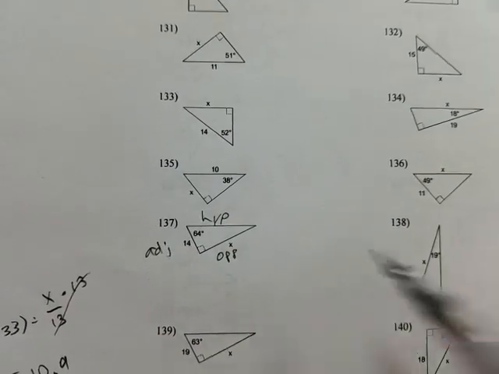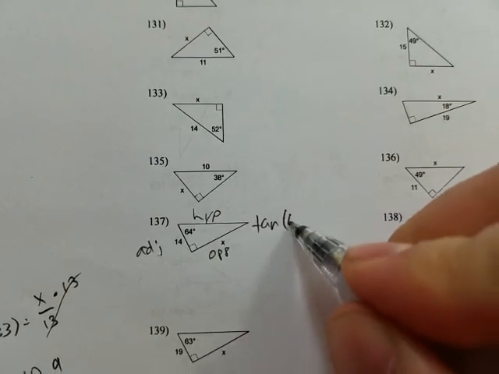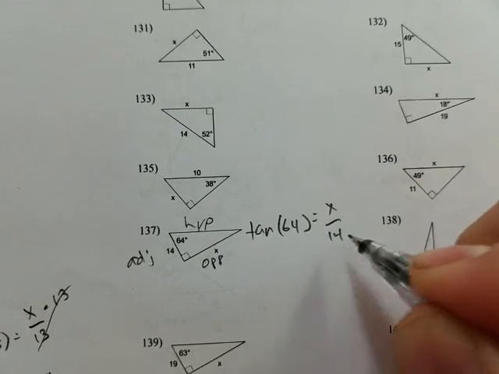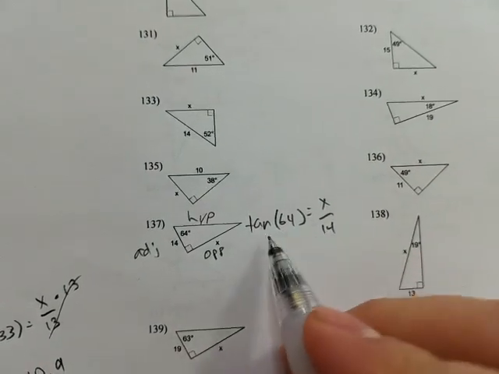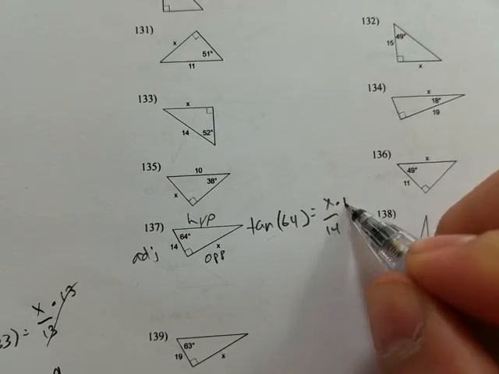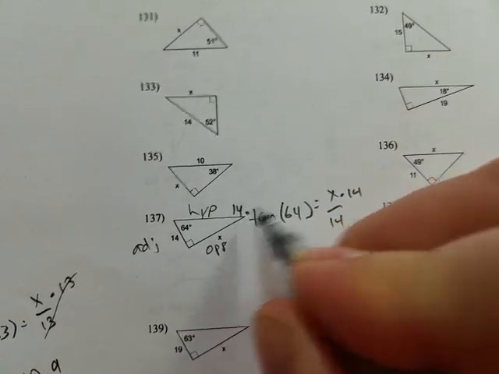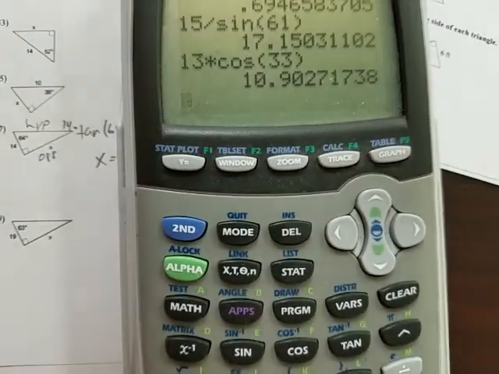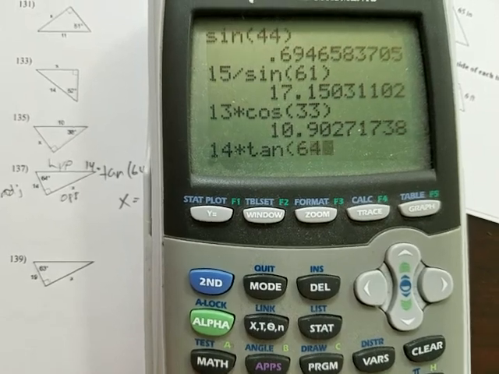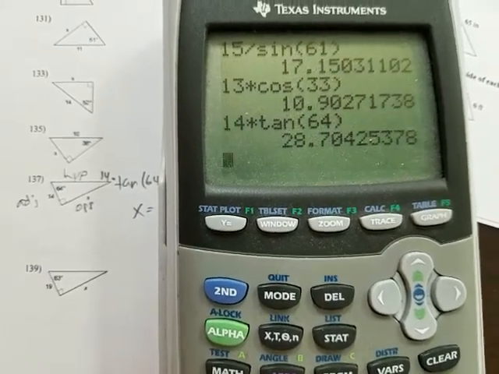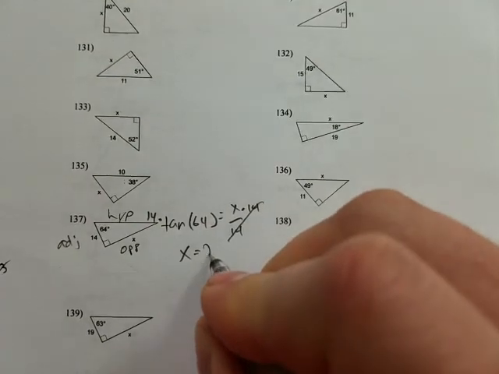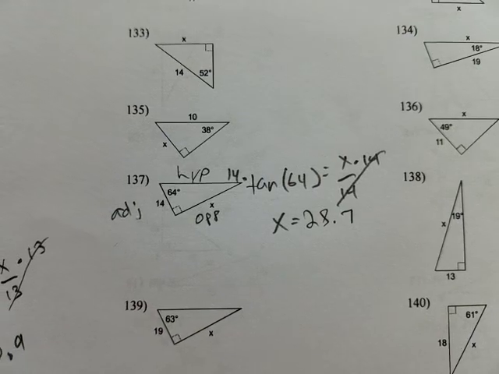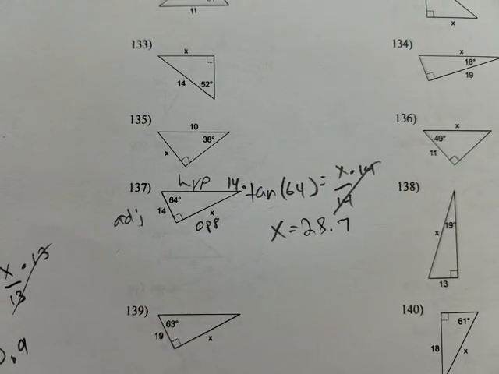So tangent of my angle, 64, will equal opposite over adjacent, x over 14. And so this is just a number, solving for x, so I'll multiply both sides by 14. And I get x equals whatever 14 times tangent of 64 is. And 14 times tangent of 64 is 28.7. And that kind of makes sense in our diagram also, because that long leg looks to be about twice as long as the other one.